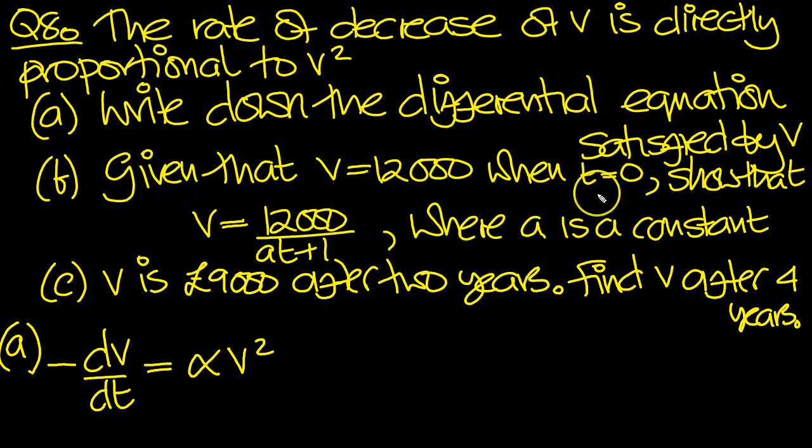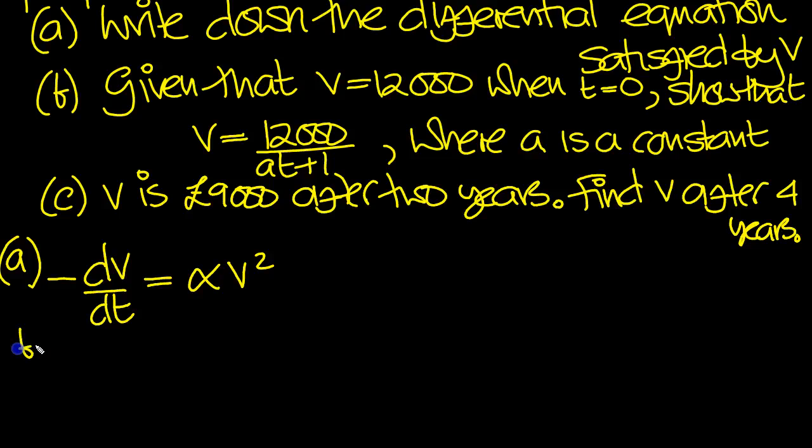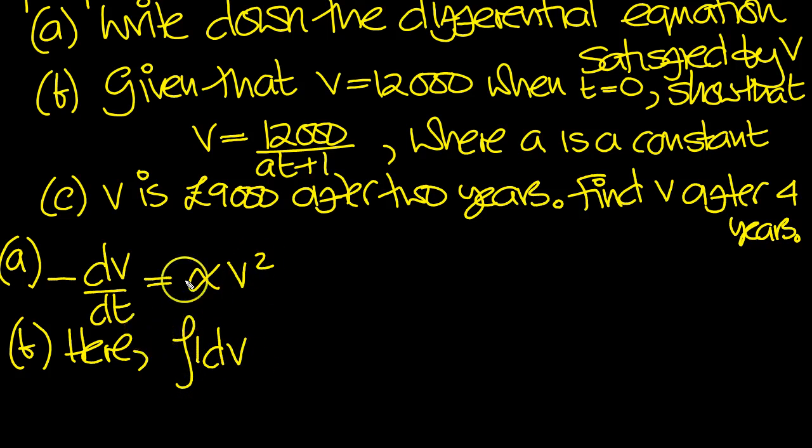Given that v is 12,000 when t is 0, show that v equals this. So let's do part B now. So separating the variables and integrating gives. So leave the dv as is. So we've separated that out. But the v squared we can bring down from times down to divide, can't we? So it's 1 over v squared. The minus I can leave as is. Move the dt up to be with the alpha. Alpha's there, and move the dt up to be with it.